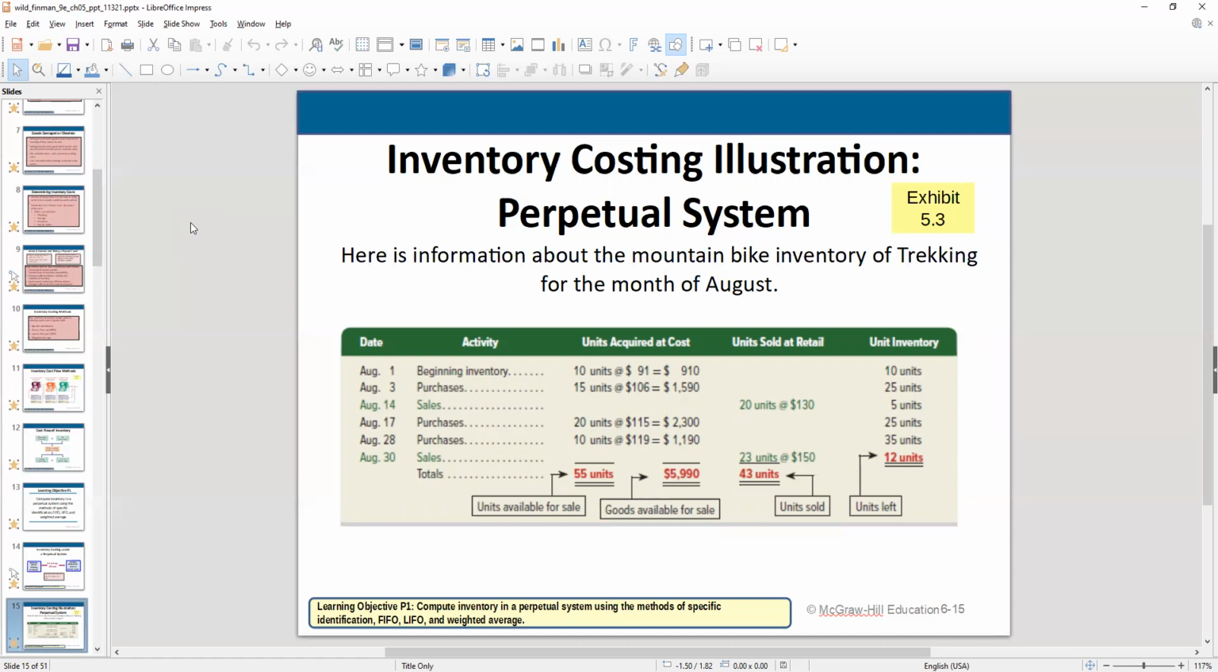So you can see on August 1st, we had a beginning inventory. That's a balance sheet item of 10 units at $91 equal $910. So on August 1st, the beginning of the month, we have 10 units in inventory.